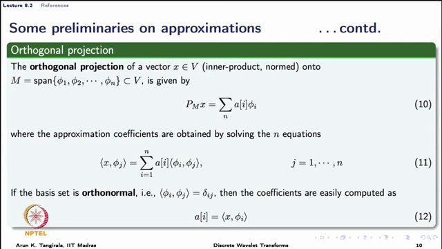So, if I give you x and if I give you the basis functions phi, the orthogonal projection is calculated with the help of equation 10, where the coefficients are computed by solving these n equations in equation 11. How do I get this equation? Let me quickly show you that.